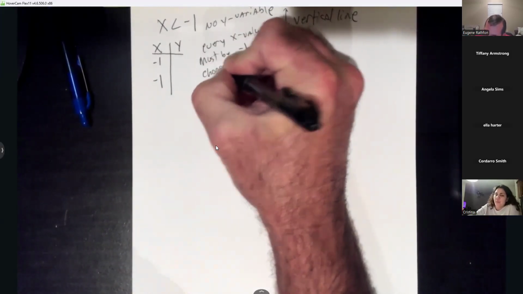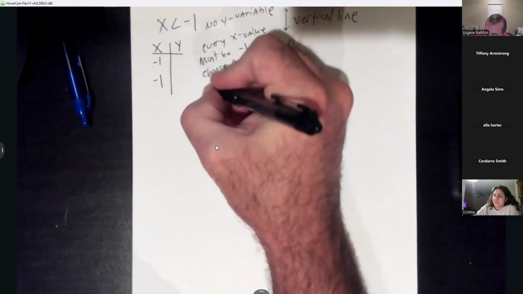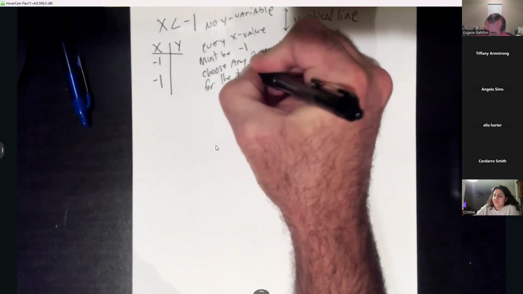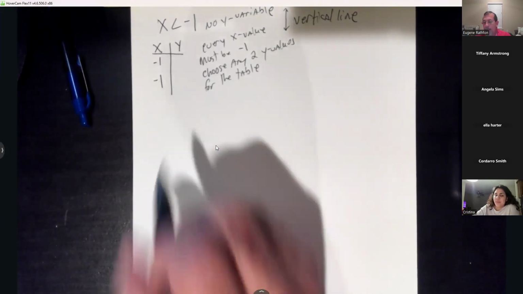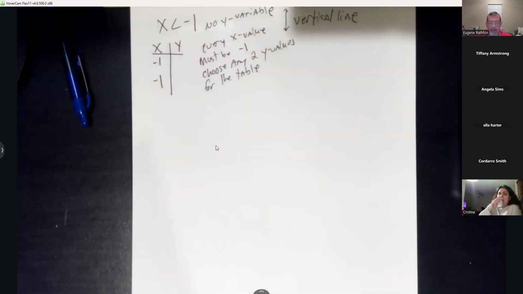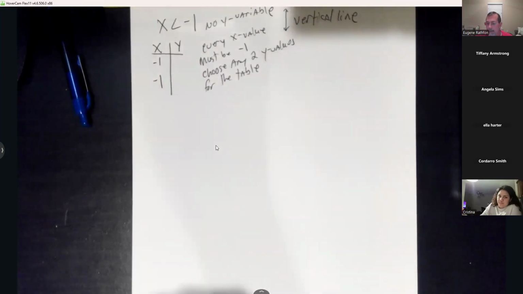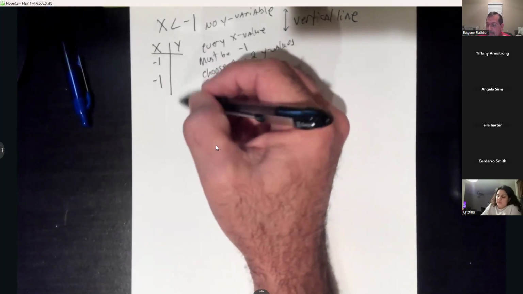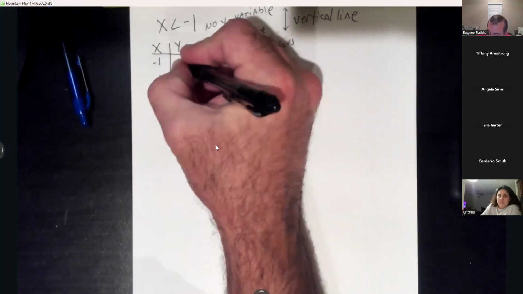Now, you can choose any two y values for the table. It don't matter what y'all pick. If that x is -1, that's going to make a vertical line. No matter what, if you're at 0 on that y, 1, 2, 3, no matter where you're at on the y values, if the x is -1, you will get a vertical line. So y'all chat me what two y values do y'all want? So 1 and 2, that sounds good.